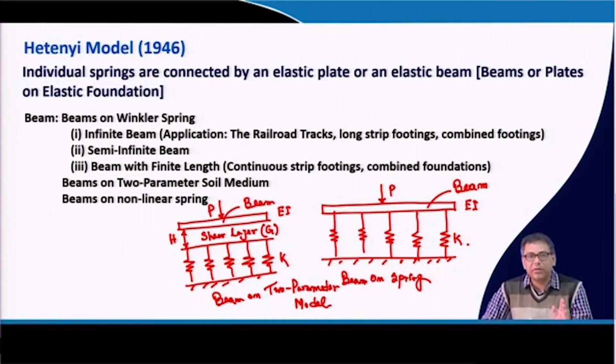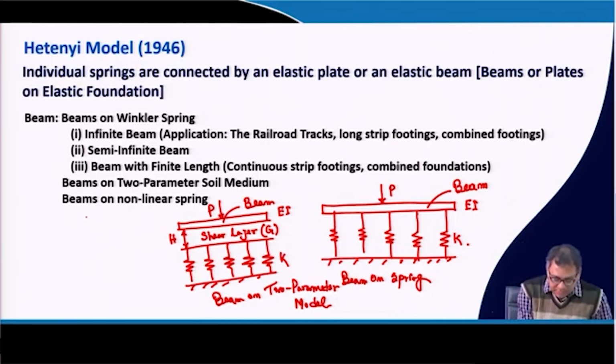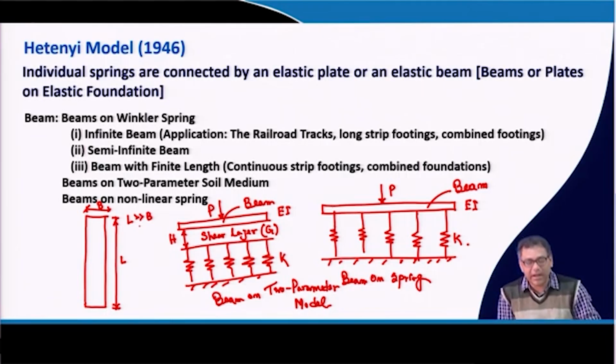Okay. So, when it comes to the application area, an infinite beam can be applied to railroad tracks, long strip footing and combined footing. For example, the rail track can be idealized by an infinite beam. Suppose you have a long strip footing, that means this is, say, the footing where this is the B, I am drawing the plan, and this is the L. Okay, and your L is much larger than B. Then you can idealize this footing as an infinite plate.